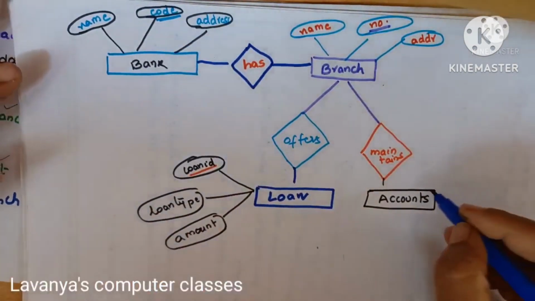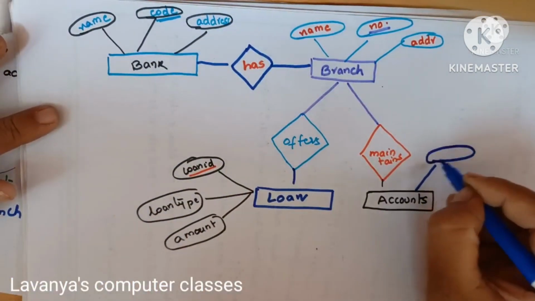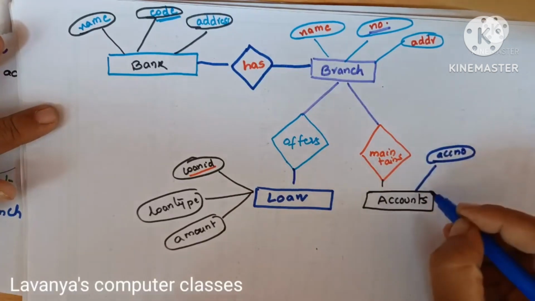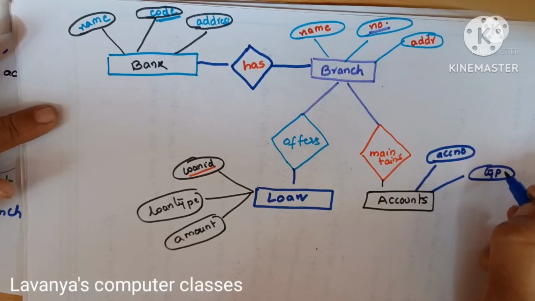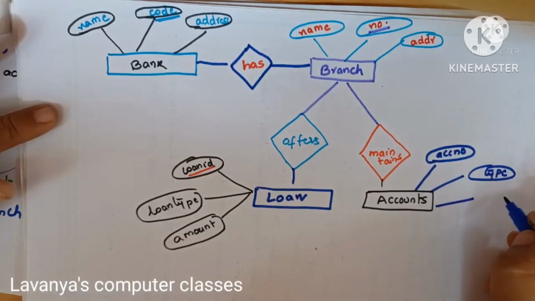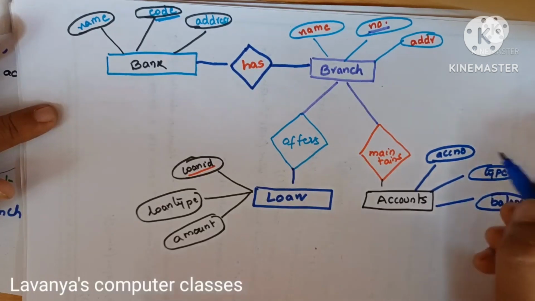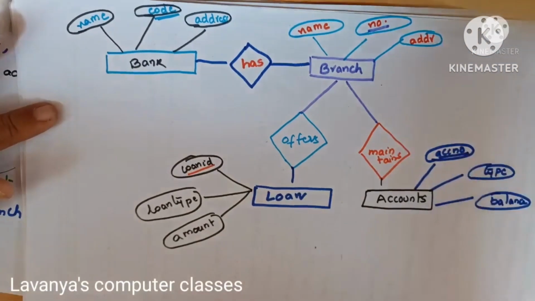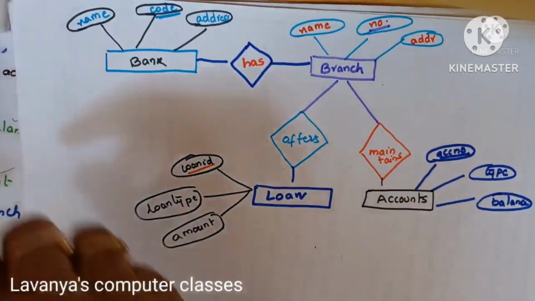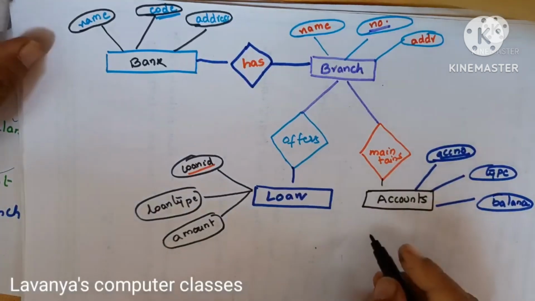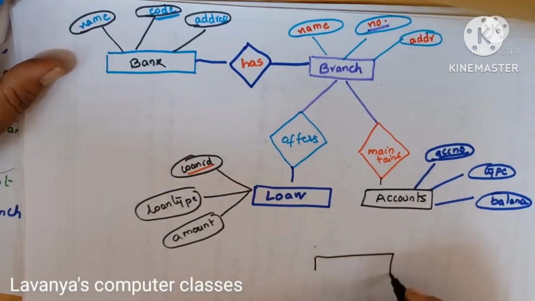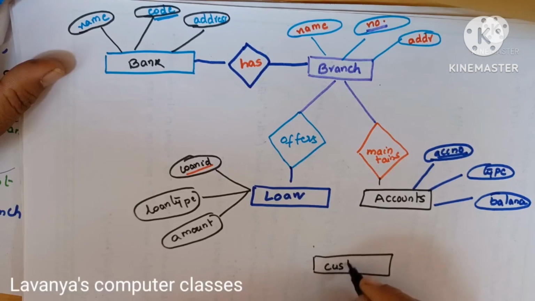What are the attributes of accounts? Account number, then account type, either savings or current, whatever it is, then balance. Which one is the primary key attribute? Account number is the primary key attribute. After that, for whom are the loans and accounts given? They are given to the customer only. So customer is the last entity set.